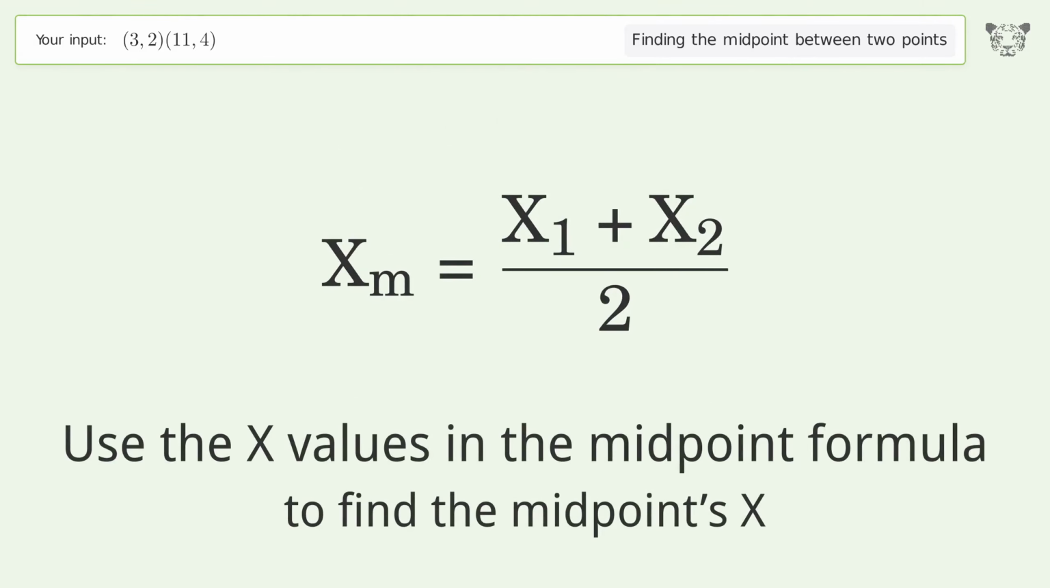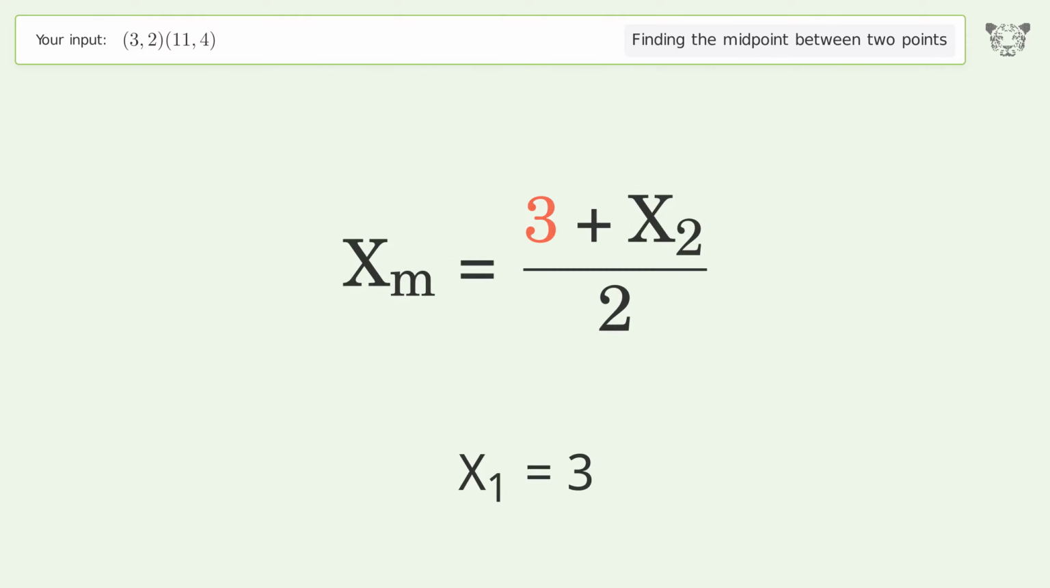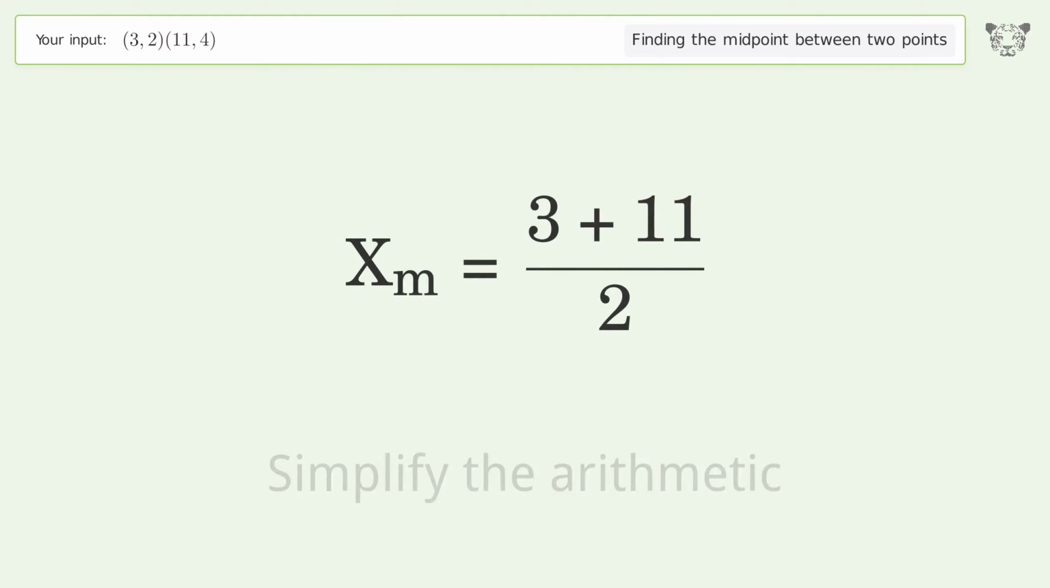Use the x values in the midpoint formula to find the midpoint's x. x1 equals 3. x2 equals 11. Simplify the arithmetic.